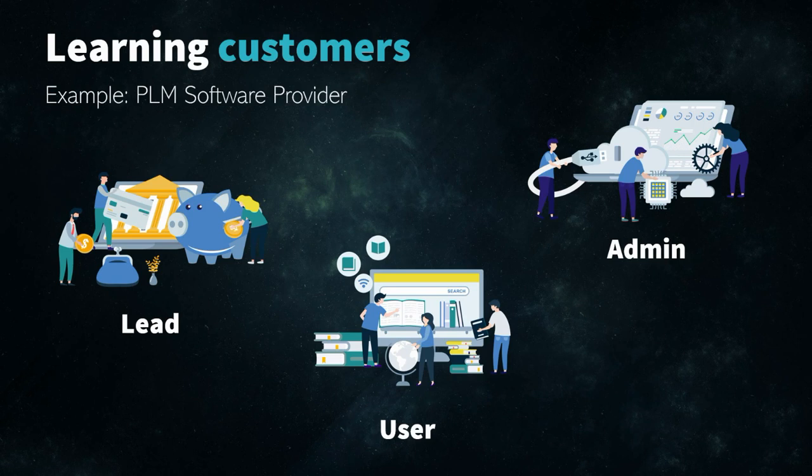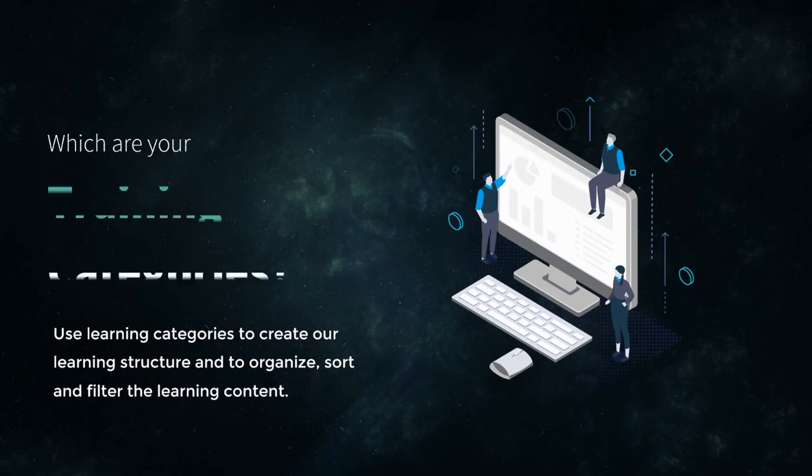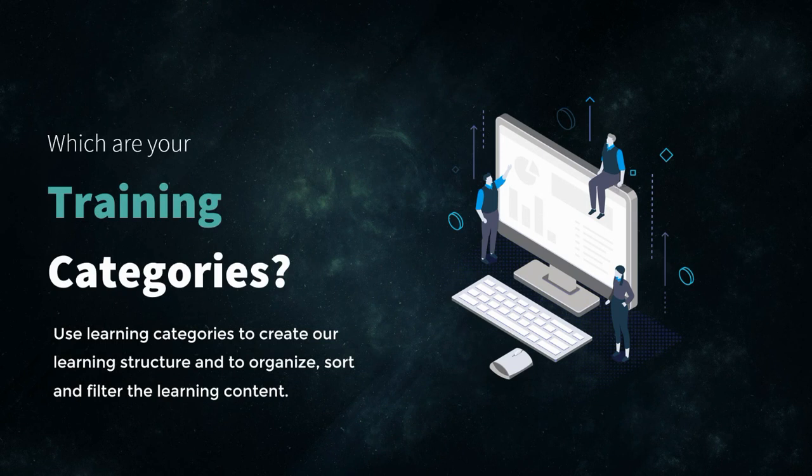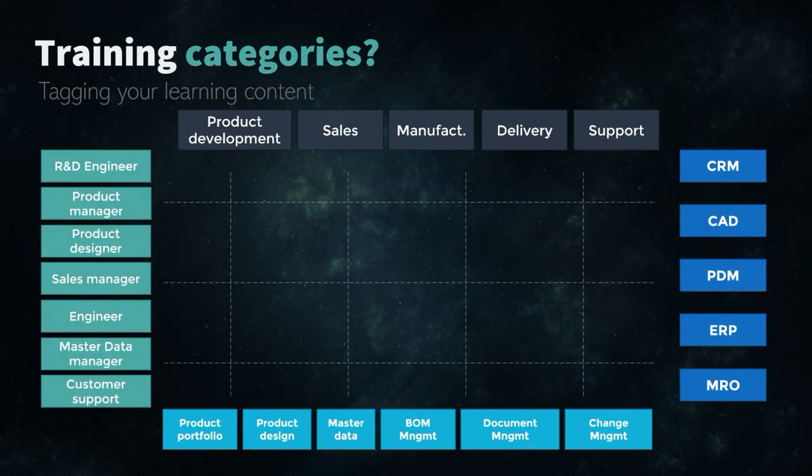Once we've established the main learner group, we can go to the second phase of the workshop, detailing your PLM learning categories. To find out which learning category will best be suited for your need, we will brainstorm together. All right, let's think about at least 4 categories we can use to tag your content. For example, we could look at the information from a role perspective: R&D engineer, product managers, sales manager.